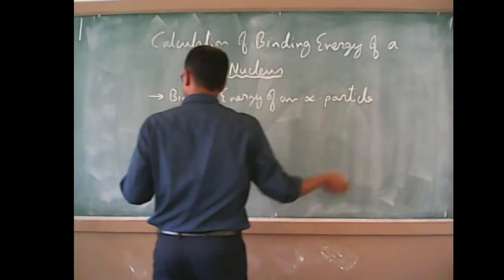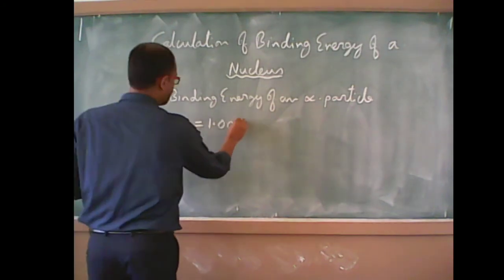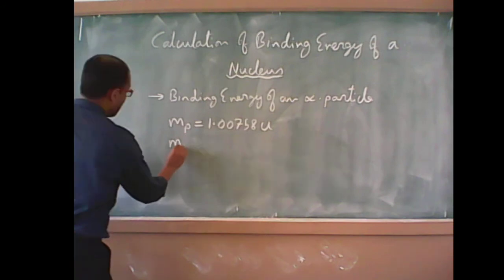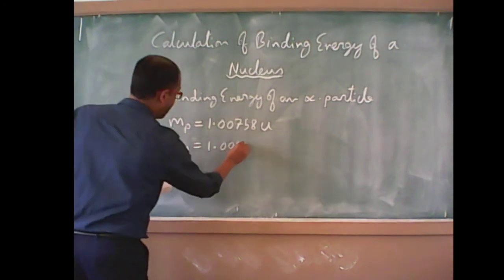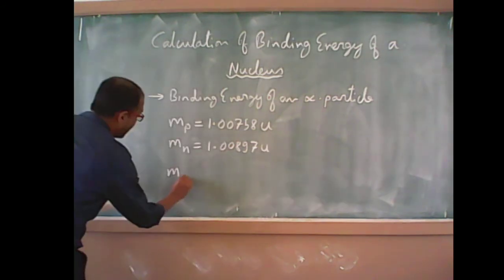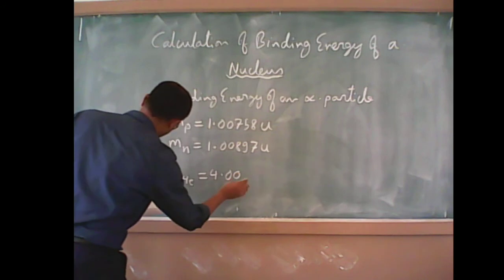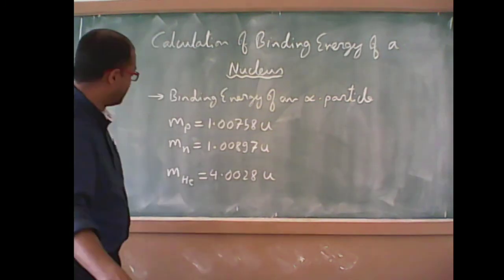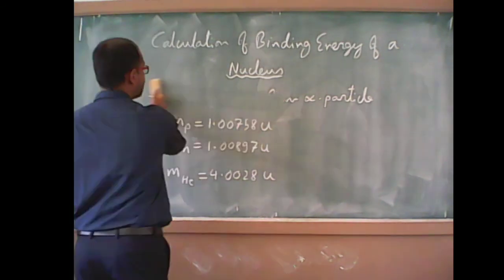Given that the mass of a proton is equal to 1.00758 AMU, atomic mass unit, the mass of a neutron is equal to 1.00897 u, and the mass of a helium nucleus, that is the alpha particle, is equal to 4.0028 u. So we need to calculate the binding energy of this nucleus. What we need to do is basically find out the mass defect for this nucleus.